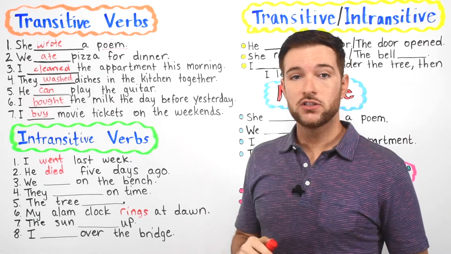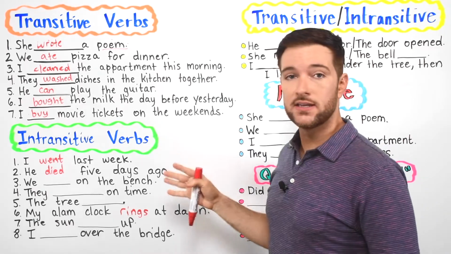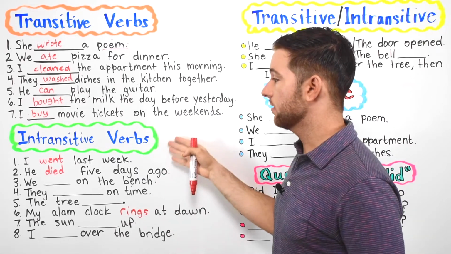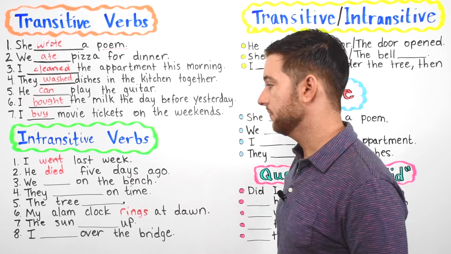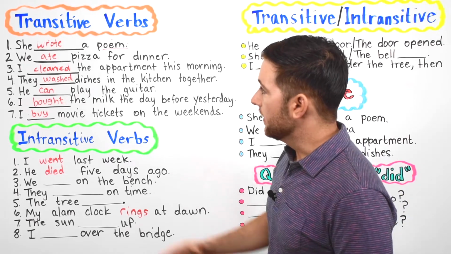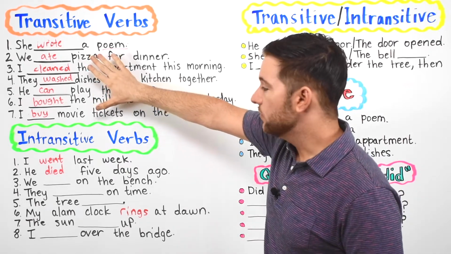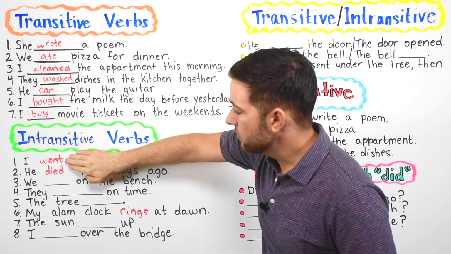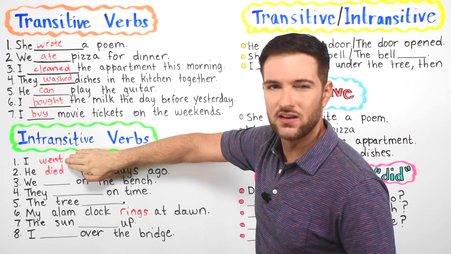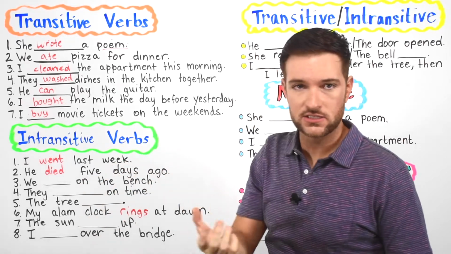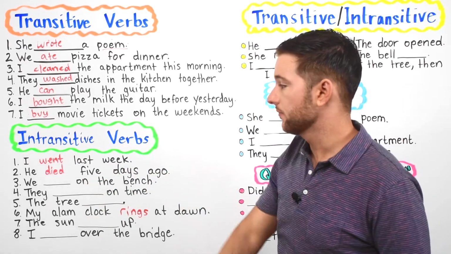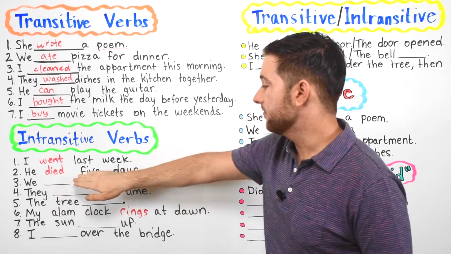Now, I want you to look at the sentences here and compare them a little bit with intransitive verbs. I went last week. Now, unlike these ones here, you don't need the rest of the sentence. You could just say I went and it's fine. You could say I went and then specify the time. I went last week.